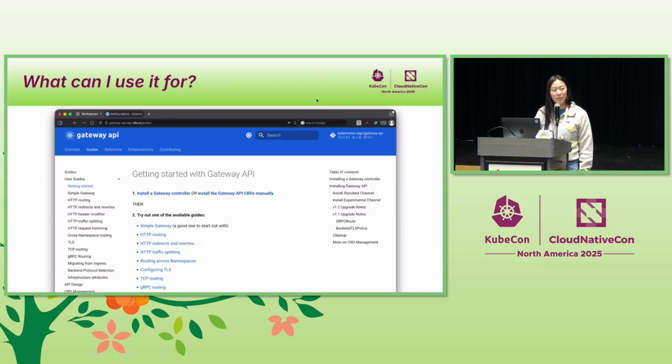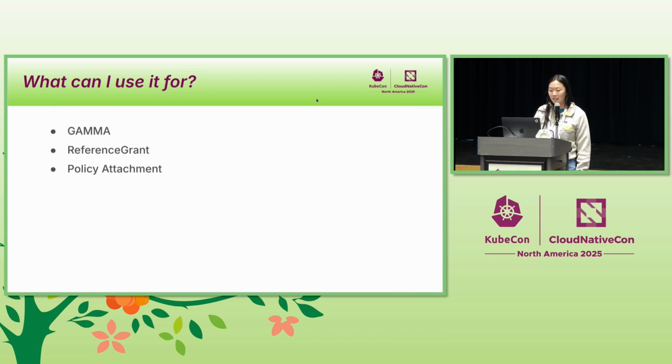I think the Gateway API actually has decent documentation for a Kubernetes project. You can see this really long list of user guides, so those are a great way to get started. There's also things like Gamma. Not only can you do north-south definitions of your traffic, you can also do east-west, reusing those CRDs to make that tie together. You can also do reference grants and policy attachments, which allow you to extend the usability of Gateway API.